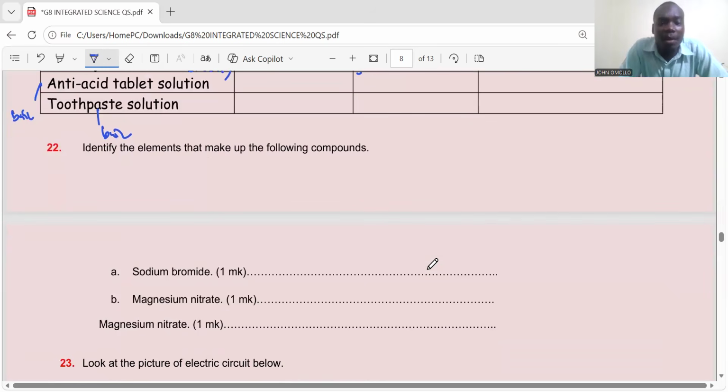Identify the elements that make up the following compounds. Number 22, sodium bromide. So sodium bromide is composed of sodium and bromine. Sodium and bromine.